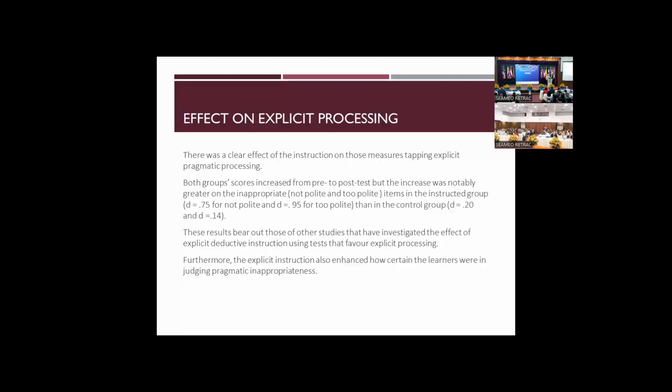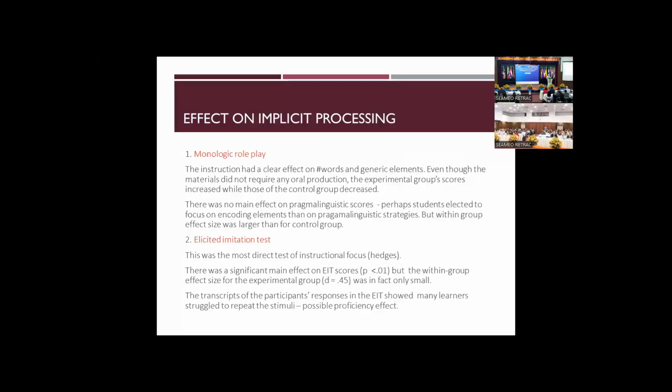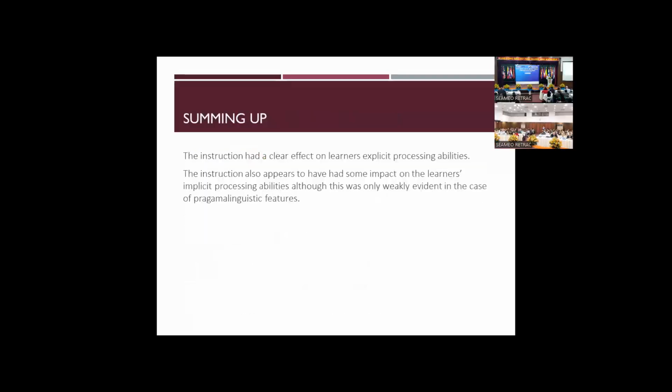And what the results show is that there was a very, very clear effect for explicit processing on the meta-pragmatic test, which was our test of explicit processing. There was much less evidence of an effect on implicit processing, but there was some. It did seem to have some benefit on implicit processing as well. So summing up, clear effect on the learners' explicit processing and some limited impact on learners' implicit processing.